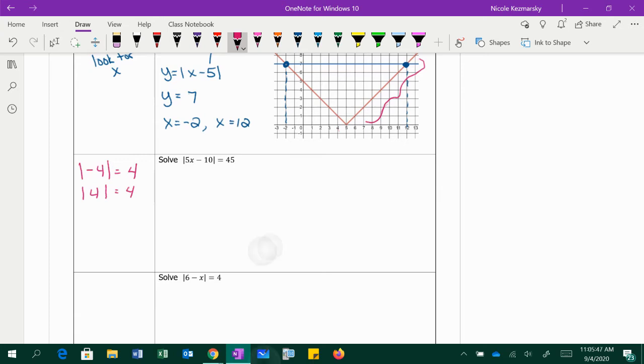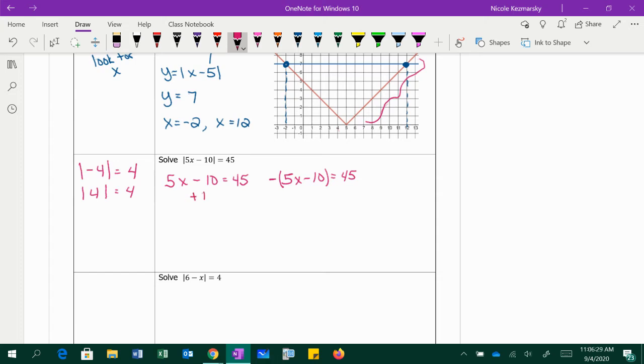So I'm going to set up two equations. I'm going to set up one equation where everything looks exactly the same: 5x minus 10 equals 45. Then I'm going to set up the same equation, but I'm going to put parentheses around the left side and make it negative. I have to put the parentheses because the whole thing is negative. That says, what if what's inside the absolute value is positive, like we have here on the left, and what if what's inside the absolute value is negative, like we have here on the right? Then I can solve both of these.